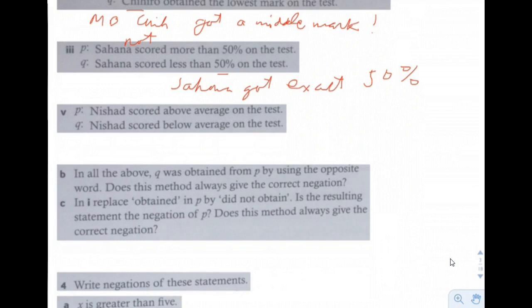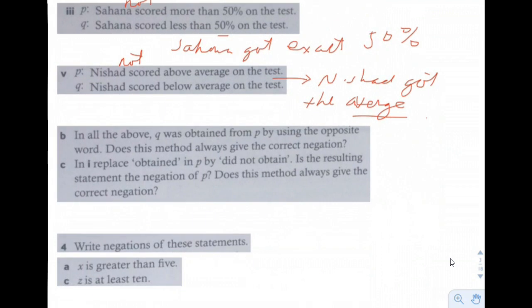Nishad scored above average on the test. Nishad scored below average on the test. Is there a case that's not included here? If you say Nishad did not score above average, then you could have the case where Nishad got the average, right? Okay? All right.